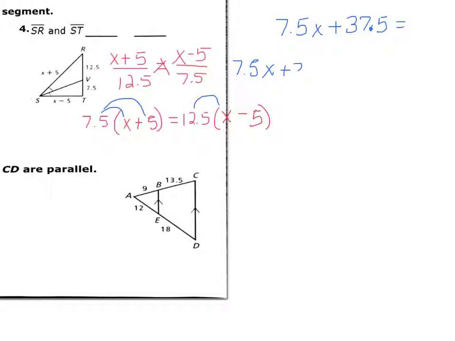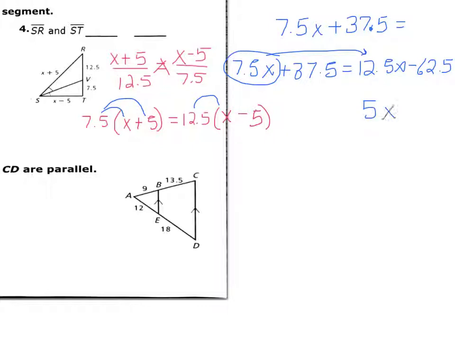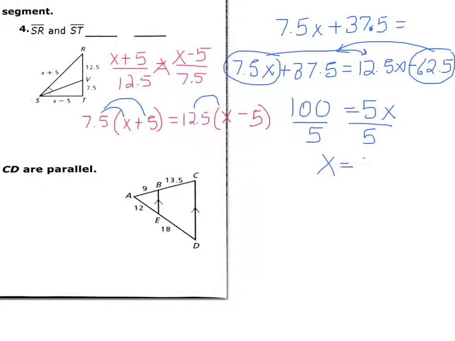7.5x plus 37.5 equals 12.5x minus 62.5. Then you move the x's. This goes to the right, which would give you 5x when you subtract. And then this goes to the left, and when you add it, that's 100, right? Then when you divide by 5, that gives you 20.